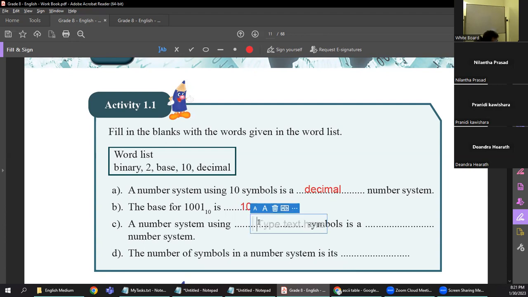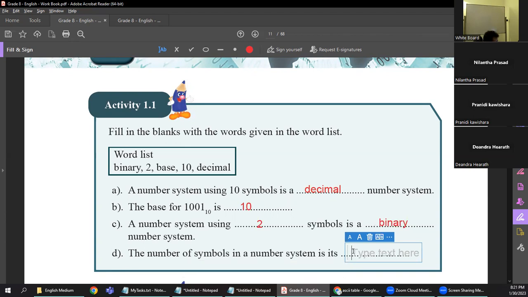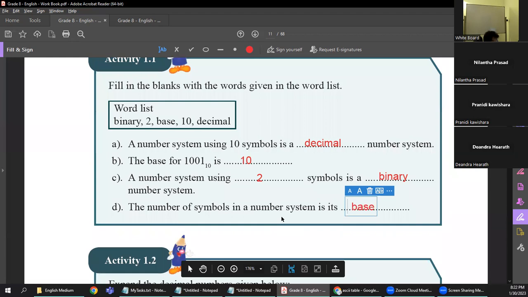2 symbols. Right. 2 symbols is called a binary number system. Binary. Good. The number of symbols in a number system is its what? That is easy now. You have only one left out of this. The word list is the words that you had used for filling it out. Yes, base. Right, we call it the base. So this is binary, this is 2, this is 10.